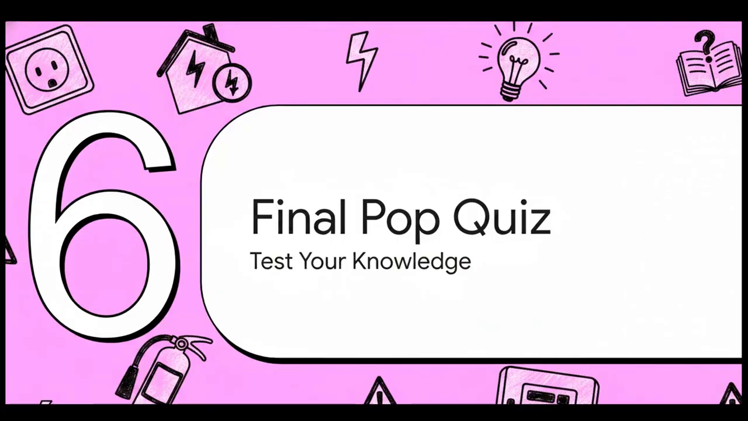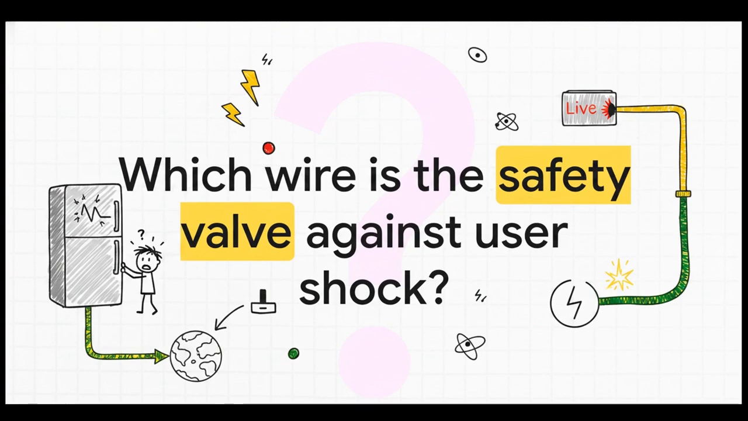Which brings us to Section 6. You knew it was coming, pop quiz time. Let's see who was paying attention to our home safety architecture. Okay, here's the scenario. Imagine your refrigerator's metallic outer body accidentally becomes completely electrified because a live wire came loose inside. Which specific wire in your home setup serves as the ultimate safety valve to prevent you from getting a massive, dangerous shock the second you grab the handle? Think back to those escape routes.